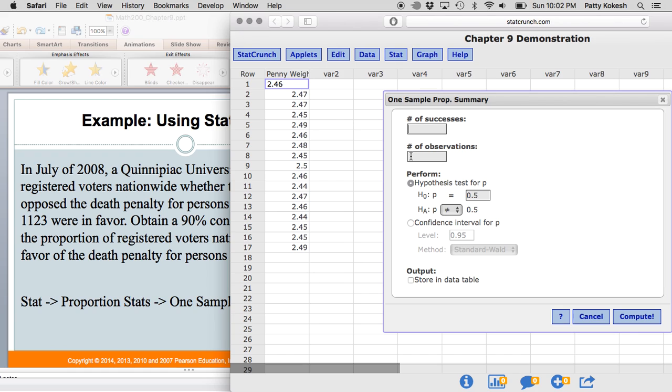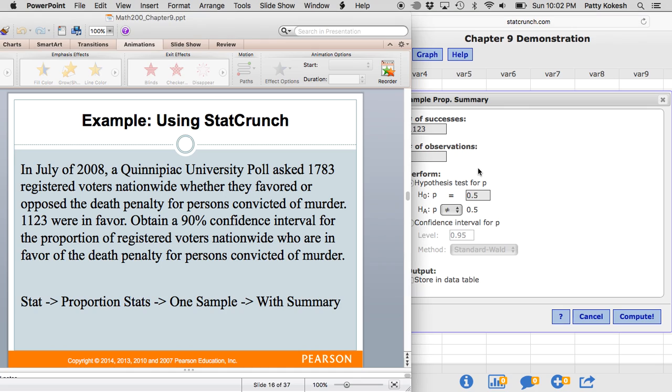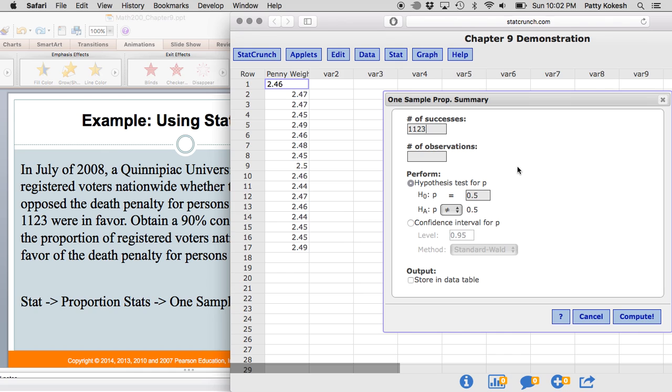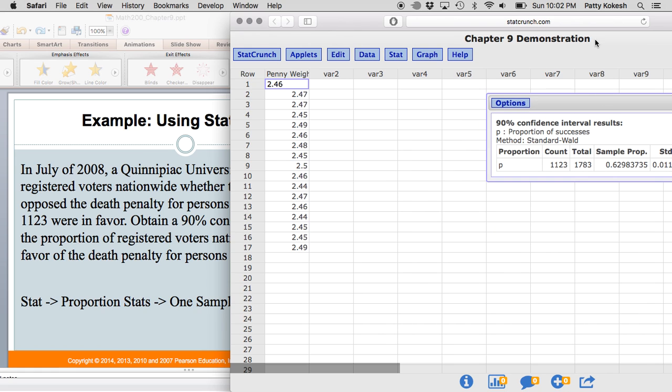And then all we need to do is put in the information. So I have 1,123 successes because we're considering someone who is in favor of the death penalty to be a success. And then we have a total of 1,783 total observations. You'll notice here there's this little radio button. Hypothesis test is the default. We're doing those in the next chapter. Right now we're doing confidence intervals, so you want to make sure you select that. And the level that we want is 90%, so we put in 0.90. You can just leave this method alone. And then you're going to click compute.